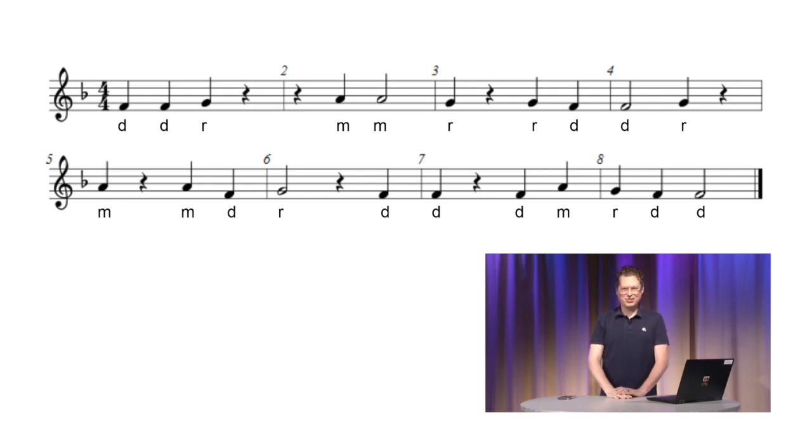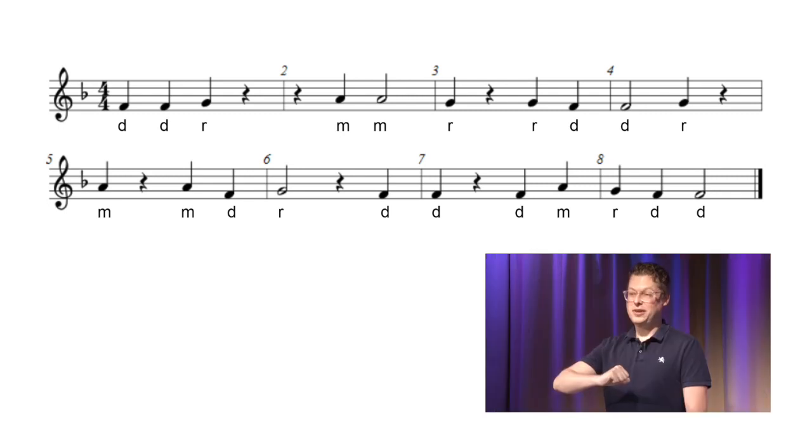All right, I think it's time to try singing it. Let's give it a shot. We're gonna start on a do. Try your hand signs if you're able. Here we go. Do, do, re. Mi, mi, re. Re, do, do, re. Mi, mi, do, re. Do, do, do, mi, re, do, do.